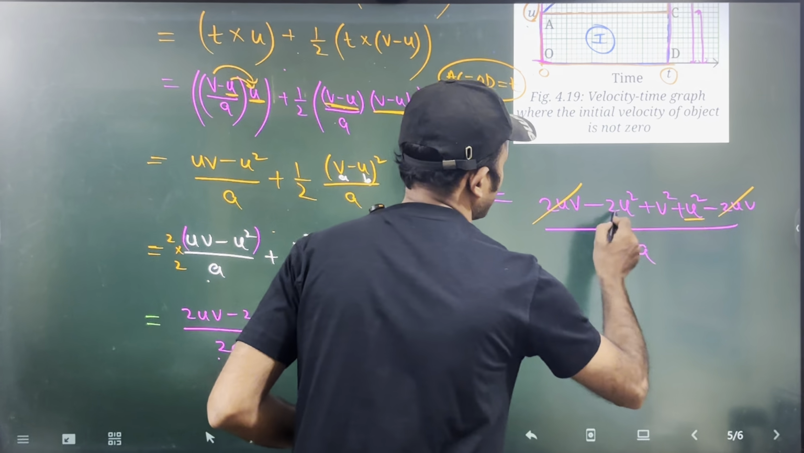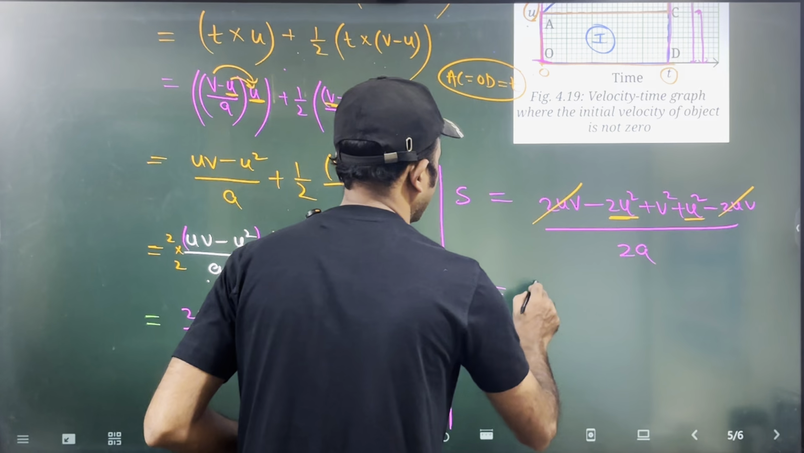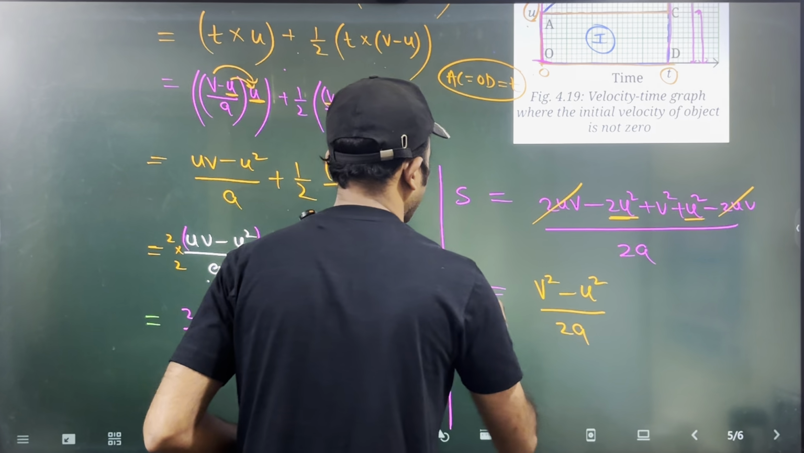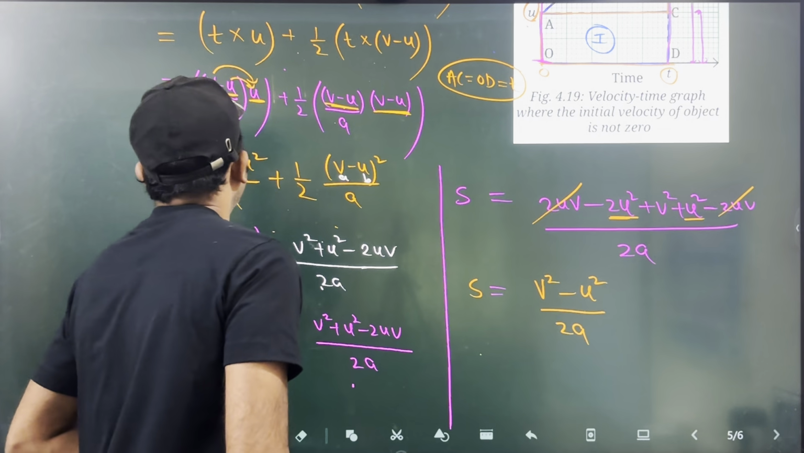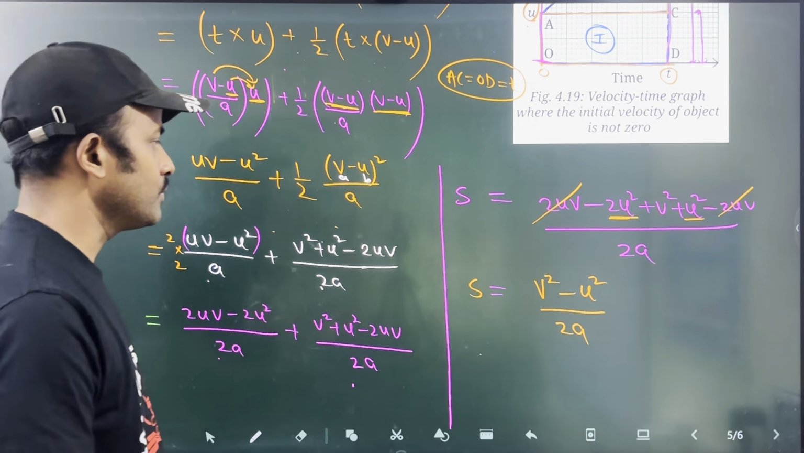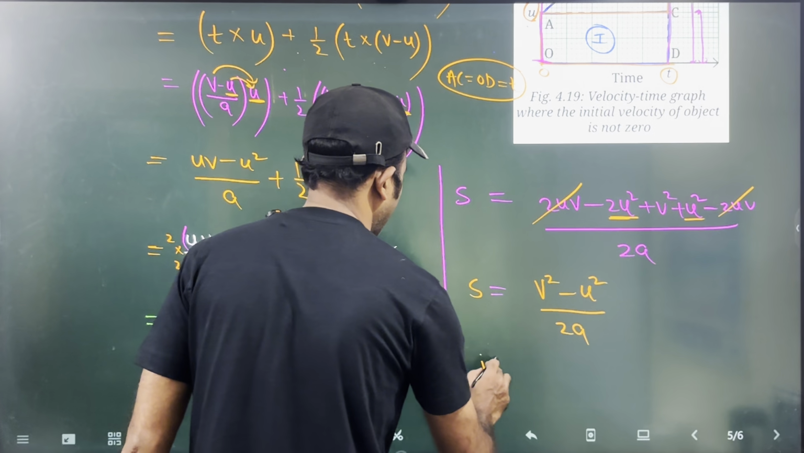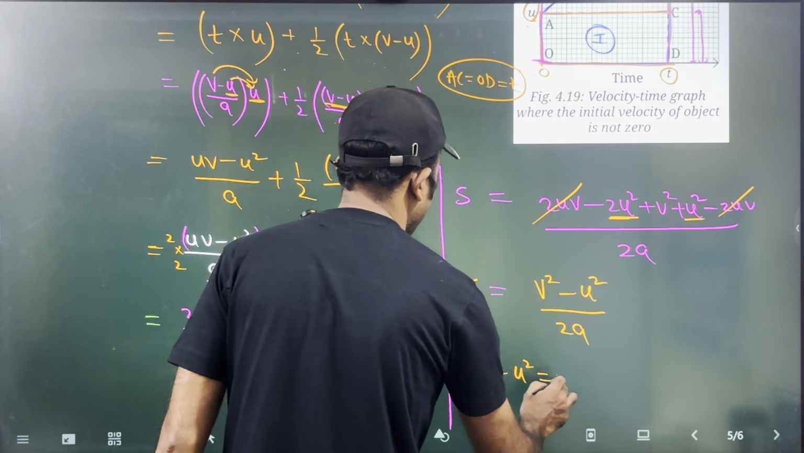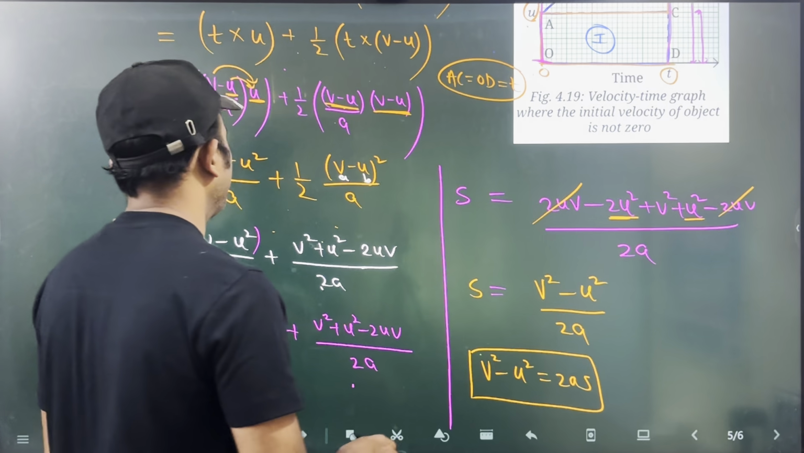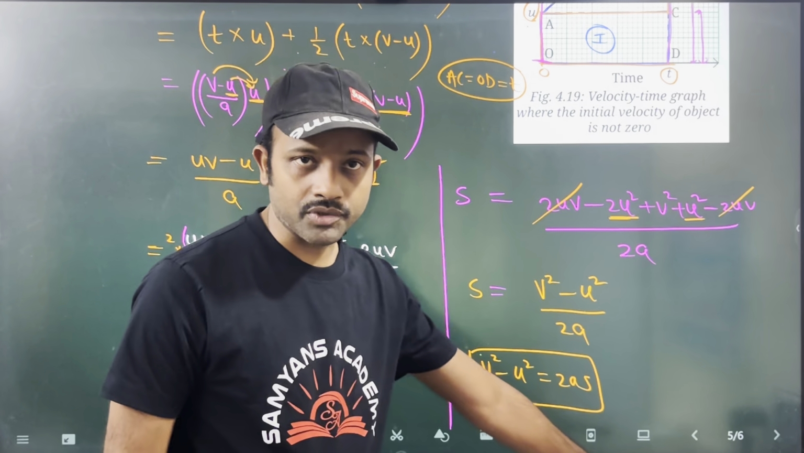Then u square minus 2u square is how much? That is minus u square. So first you write v square, then minus u square by 2a. So from this graph we got v square minus u square equal to 2as. When you replace the time, then you will get the third equation of motion. This is the third equation of motion.